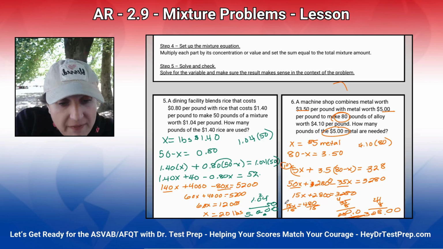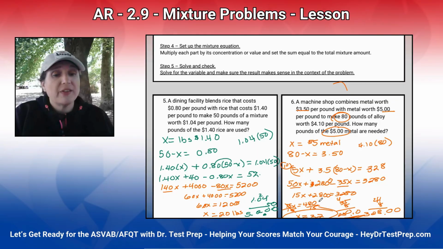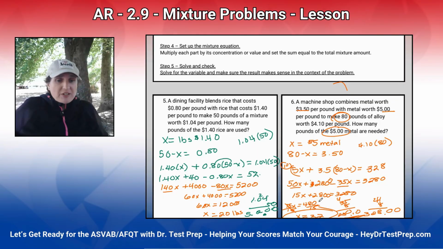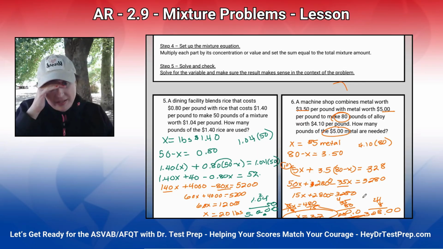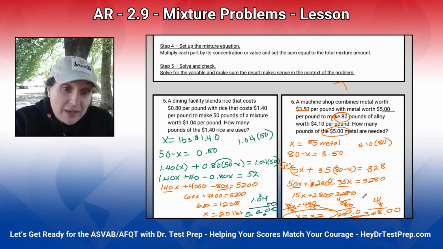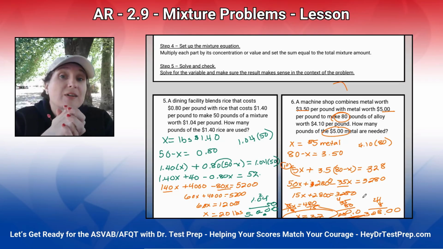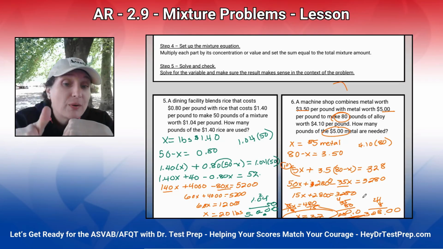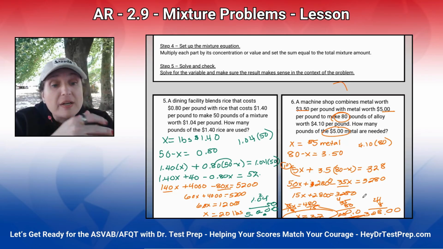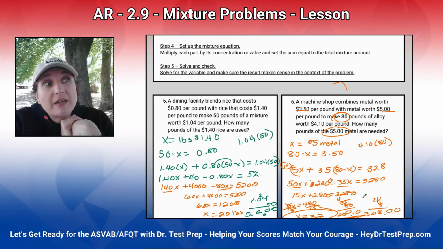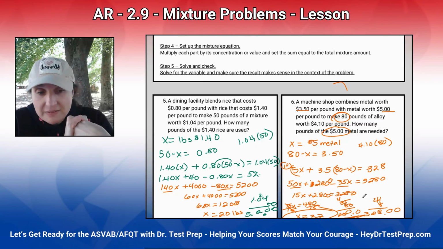Divide both sides by 15. You can do it yourself, but you'll get 32. So I had just missed putting the extra 0 over here, but that's how we get it. So we need 32 pounds of the $5 metal. Now, if it said it wanted both, then we could go back up and do 80 minus 32 to find that we needed 48 pounds of the other metal.